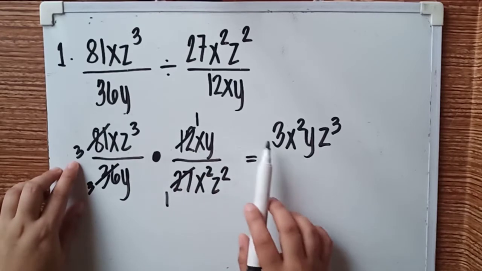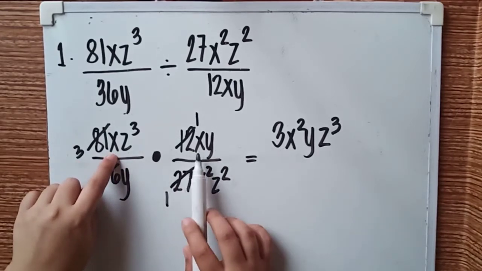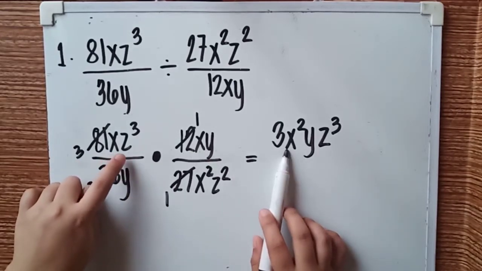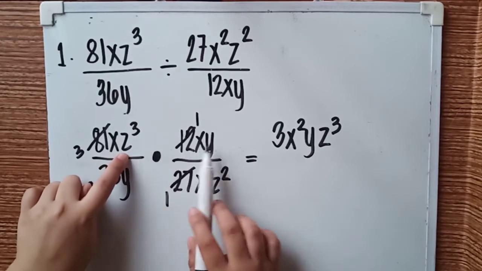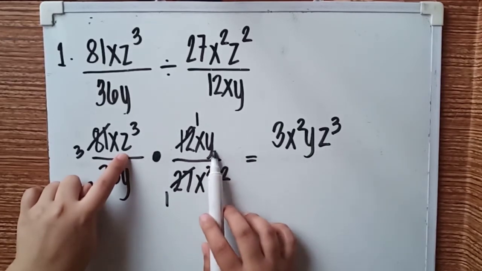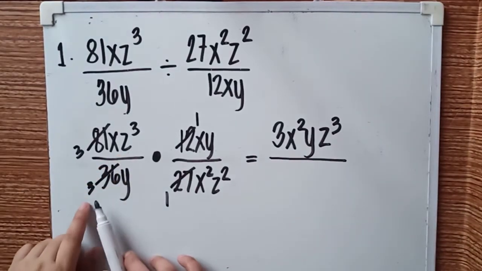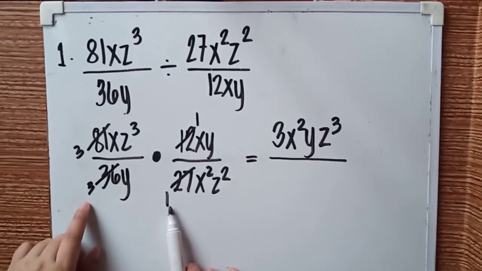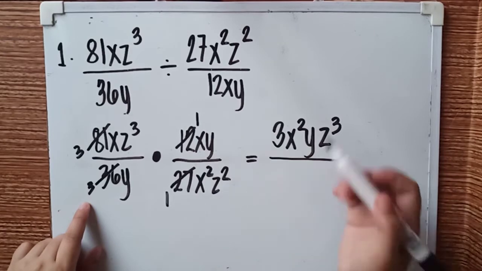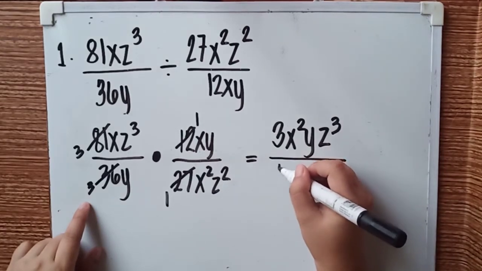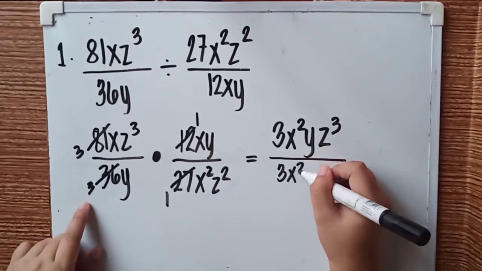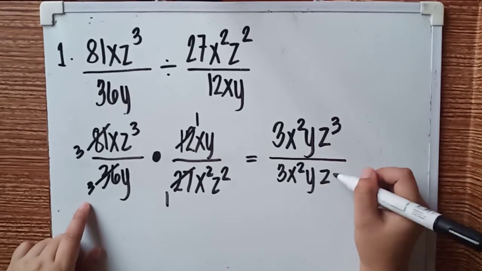3 times 1 is 3. X times x is x squared. And then z cubed, wala na, copy na lang. Ganon din ang y. Over. Sa baba naman, 3y times 1x squared z squared is 3x squared y z squared.